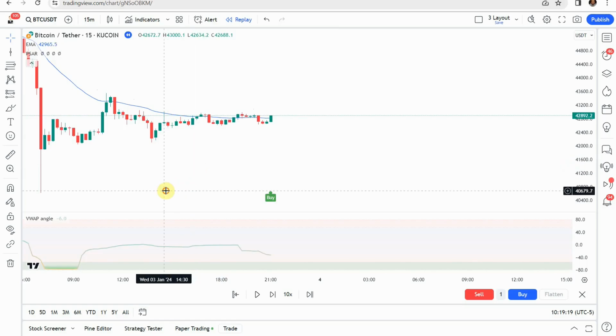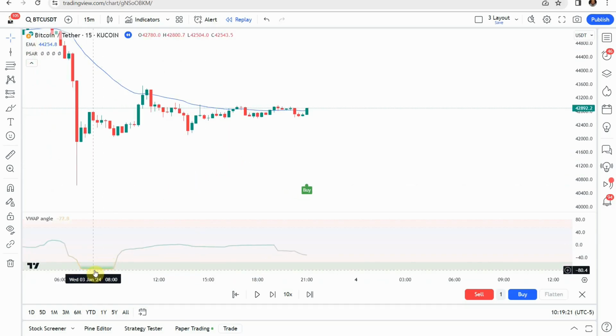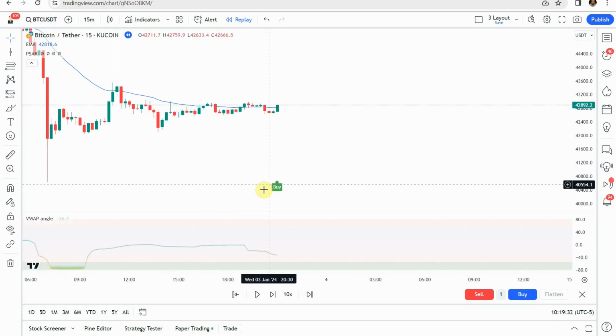And for a long trade, we're looking for, again, the VWAP Angle Indicator to break to the downside here. In this case, it is enough to give us the green background that I was talking about a moment ago. And then we're looking for a buy signal from the parabolic SAR.